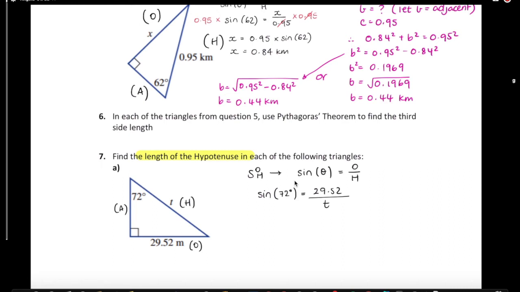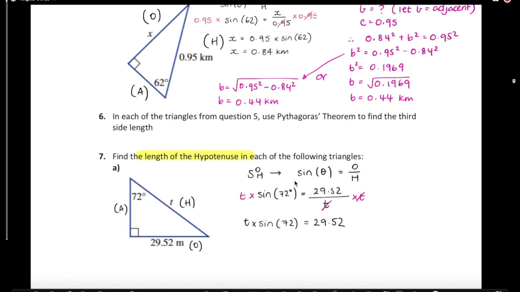So in this particular instance, there is one more step we need to do. I'm going to start by multiplying both sides by t to get rid of that fraction there. So that cancels out, and then I'm going to be left with t times sine. Actually, I might make that a little bit clearer. So t times sine of 72 degrees is equal to 29.52.